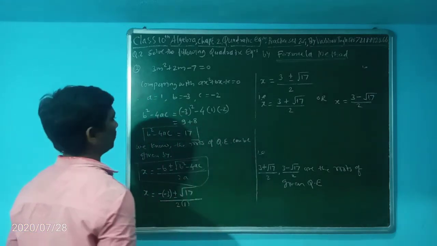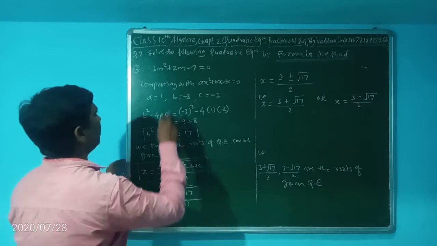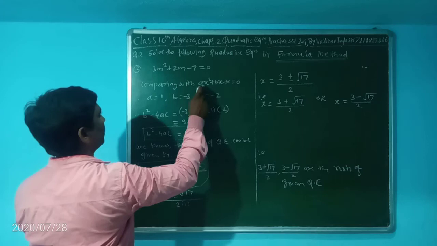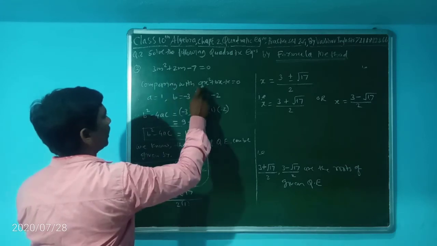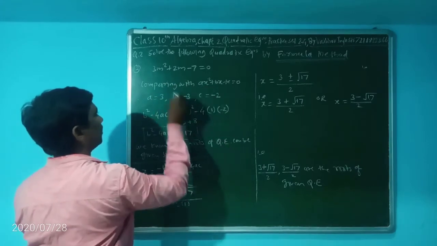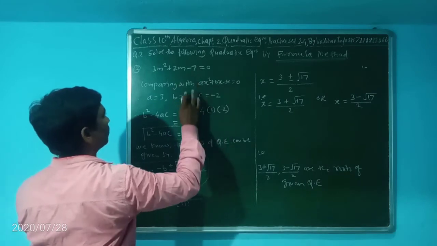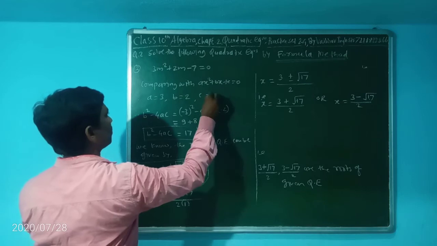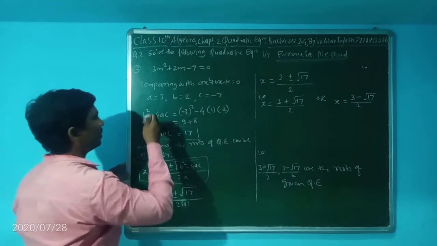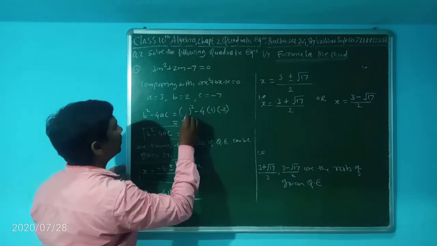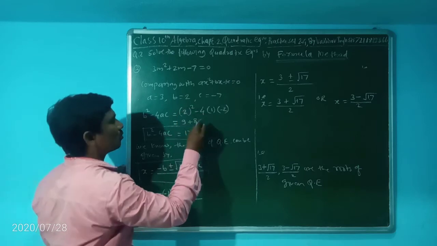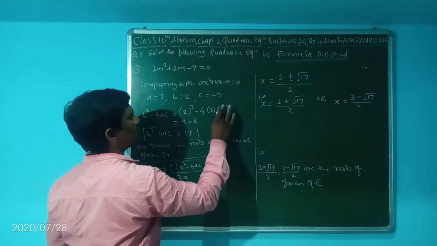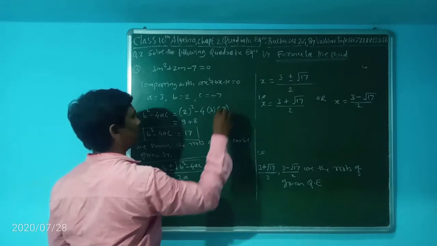Now again in the similar way of the earlier example, we'll go for this. If you compare this with ax square plus bx plus c, here you can observe a is 3, b will be equals to 2 and c will be equals to minus 7. So put the values in b square minus 4ac and find its value. So b will be 2 square minus 4 into a, that is 3, and c is minus 7.